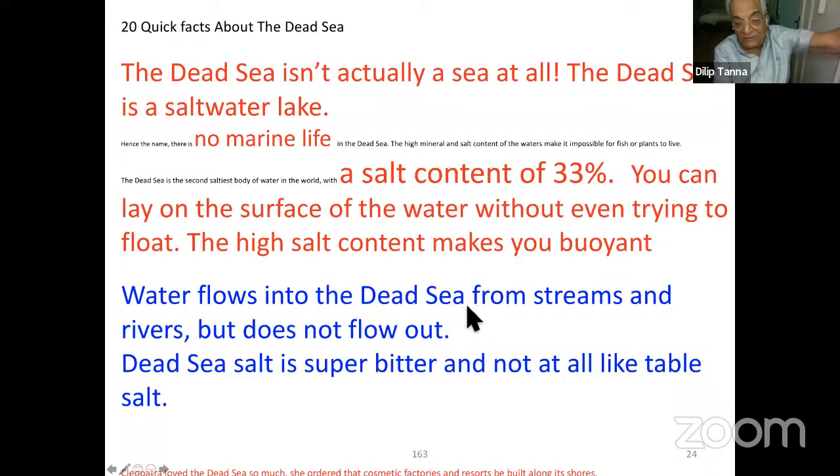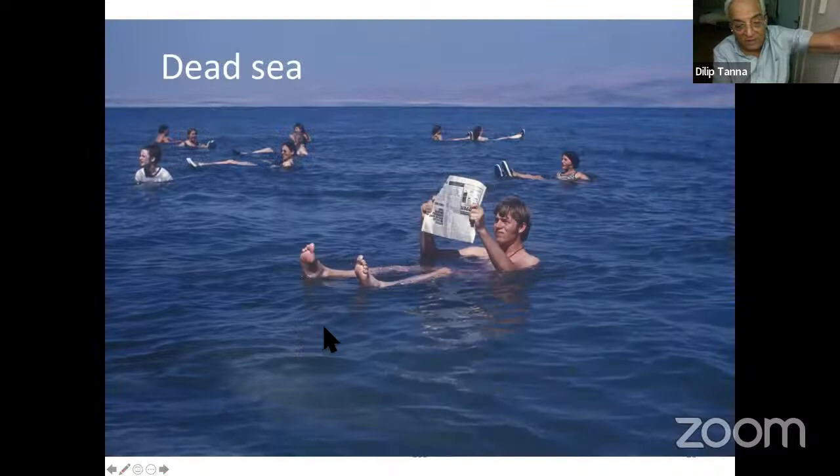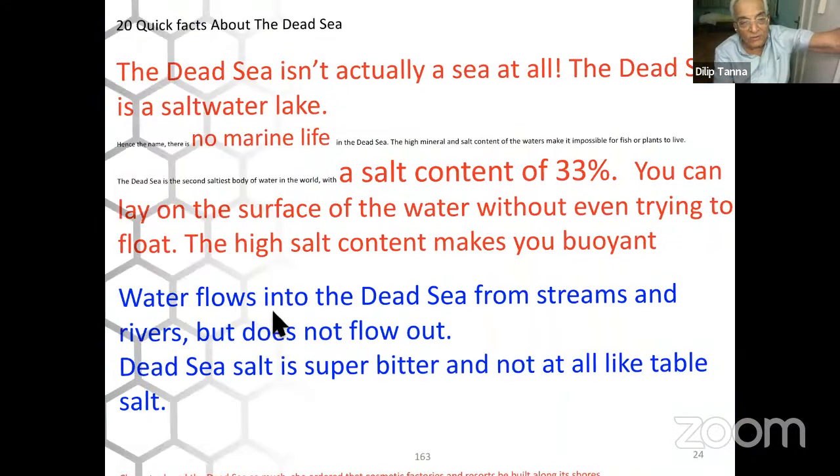Water flows into the Dead Sea from streams and rivers, but does not flow out. Dead Sea salt is super bitter and not at all like table salt. I remember when we were swimming in the Dead Sea, you go for the heck of it. You cannot remain for a longer time. It is just a fashion, which we follow when we go to Jordan, or any of those areas where there is a Dead Sea. In that zone, you just move around there.